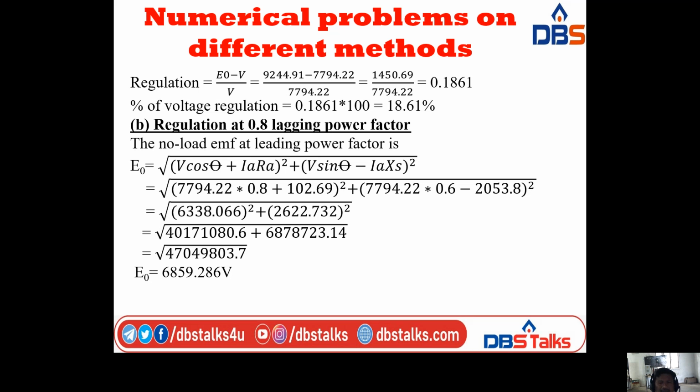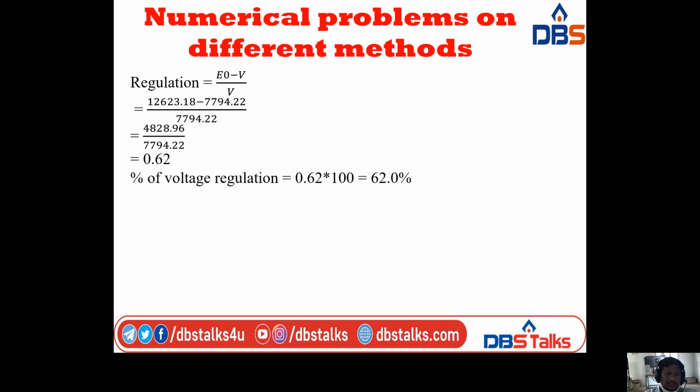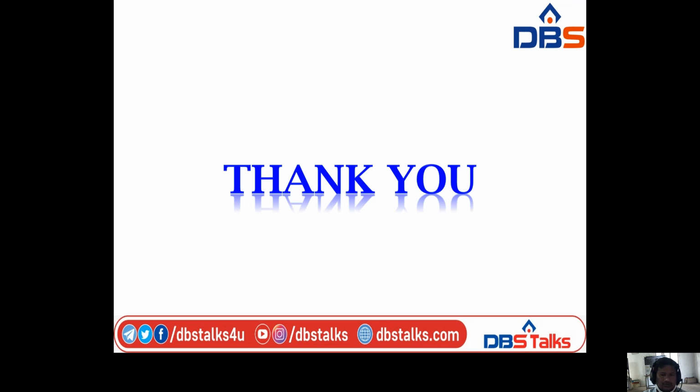Suppose we have a leading power factor, just put the minus sign before the Ia Xs term. This also gives E naught as 6859.286 volts. So regulation is E naught minus V by V, that is 12623.18 minus 7794.22 by 7794.22, getting 0.62, that is 62%. So it is not a good one.